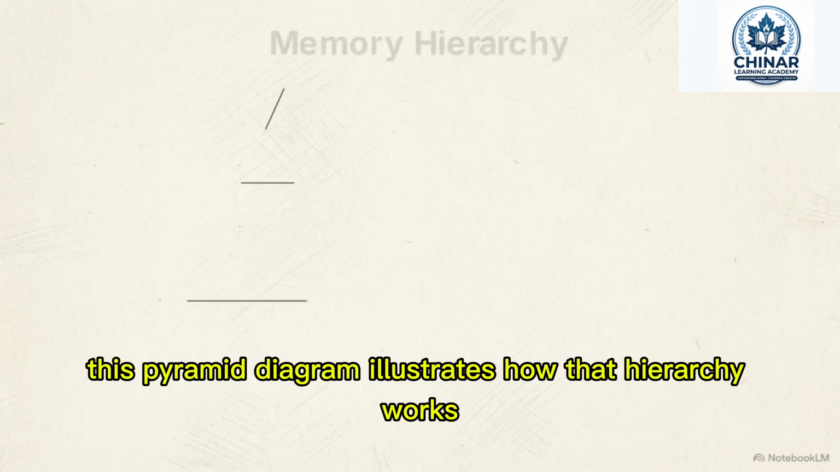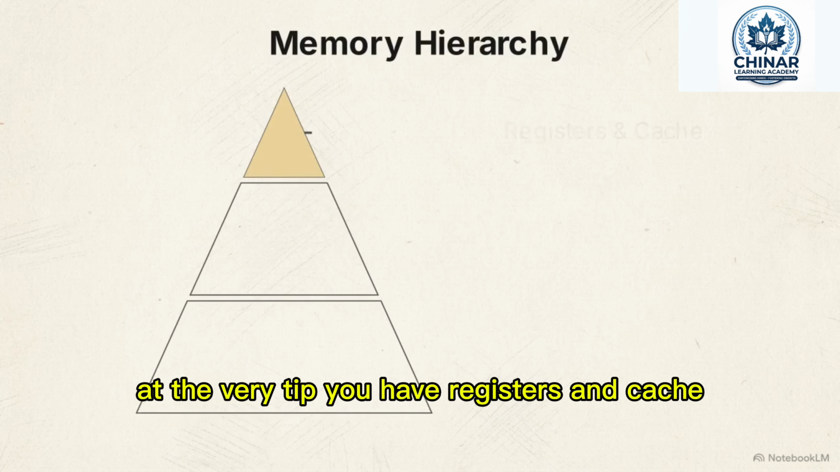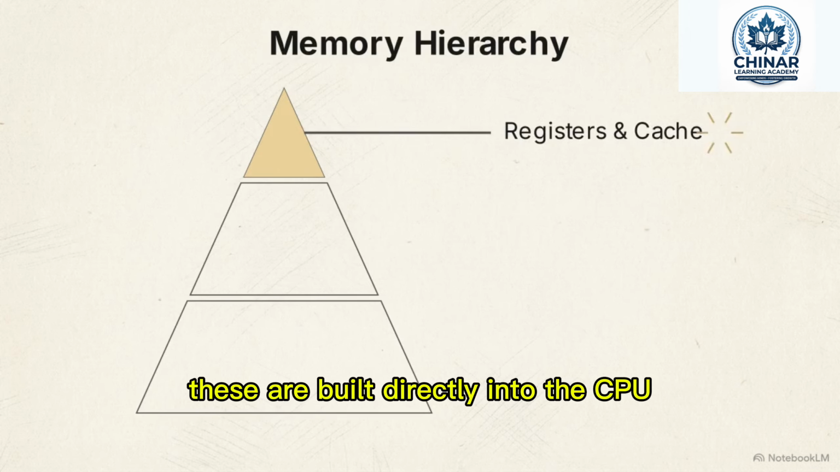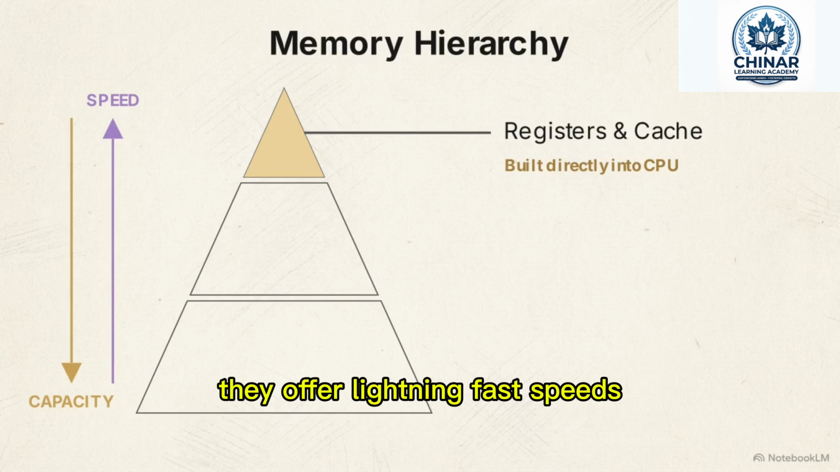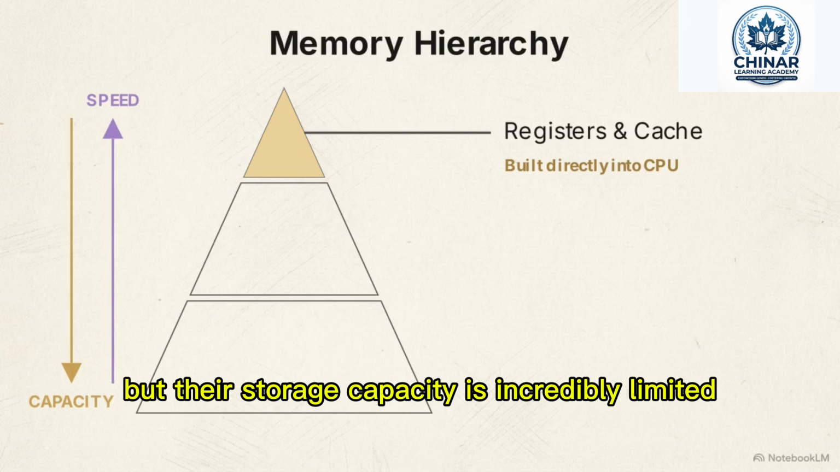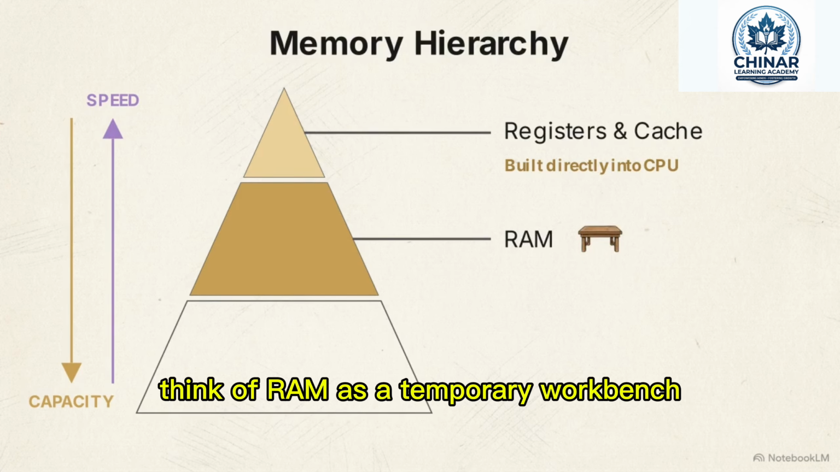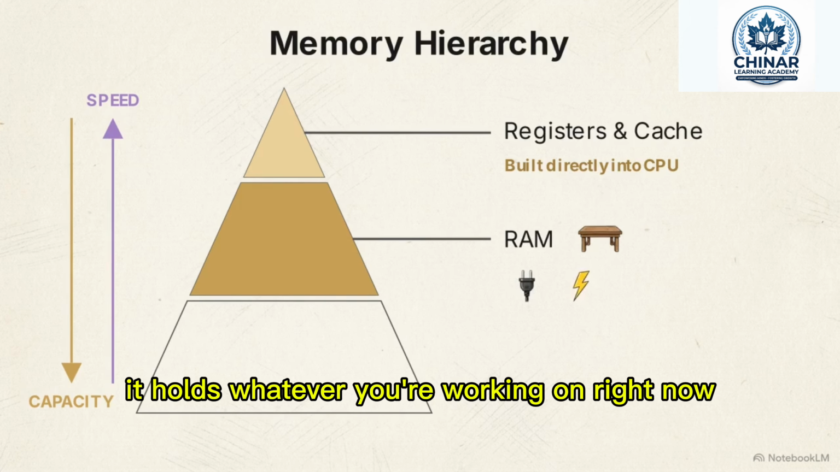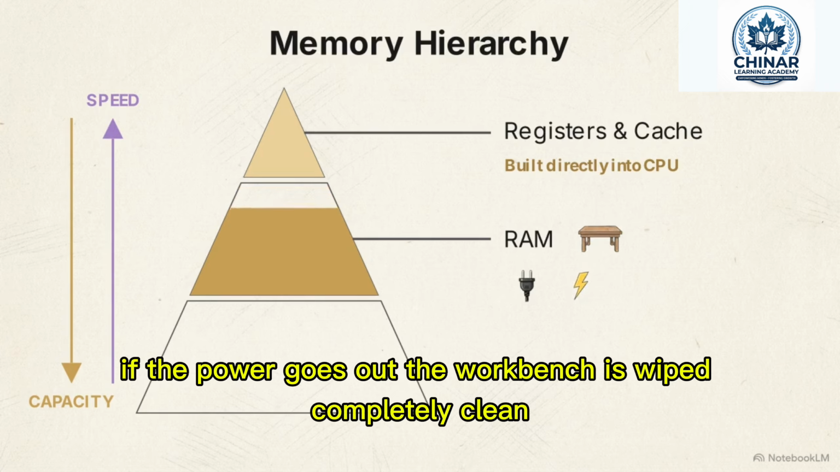This pyramid diagram illustrates how that hierarchy works. At the very tip, you have registers and cache. These are built directly into the CPU. They offer lightning-fast speeds, but their storage capacity is incredibly limited. The middle tier is RAM, or random access memory. Think of RAM as a temporary workbench. It holds whatever you're working on right now, but it requires a constant stream of electricity to stay awake. If the power goes out, the workbench is wiped completely clean.